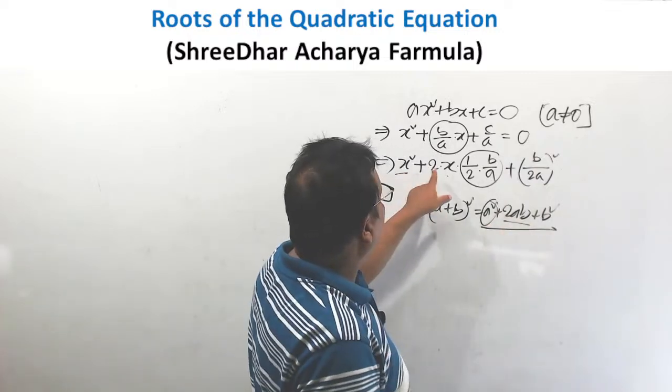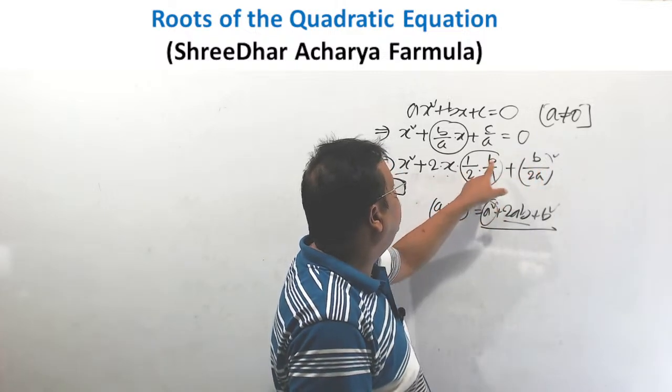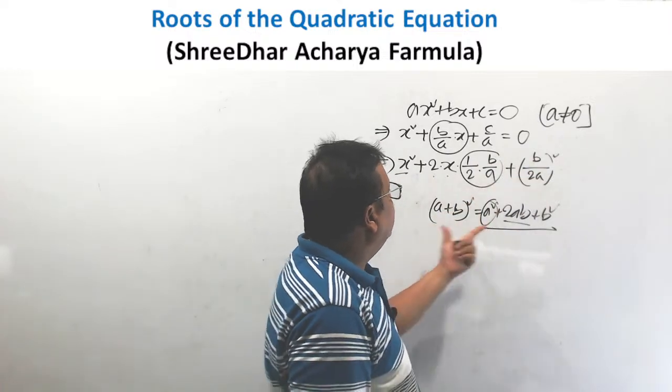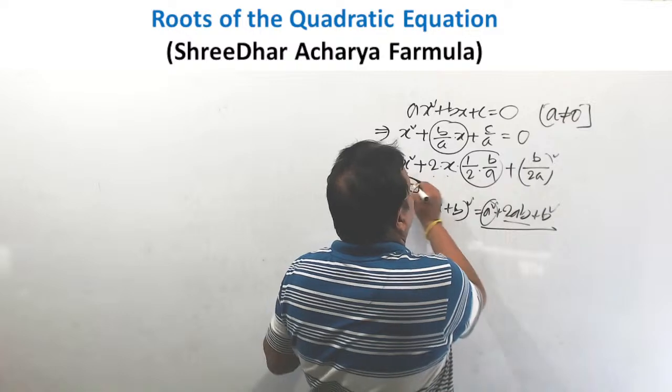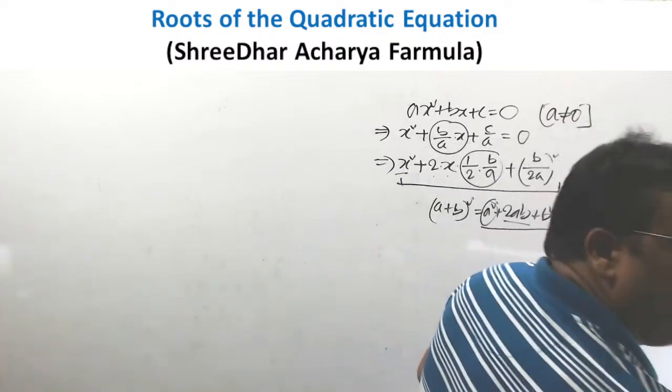A square plus twice a into b plus b square. Okay, b means what? b by 2a, here b, right? Now you can write (a plus b by 2a) whole square. Understood? But there is something more.